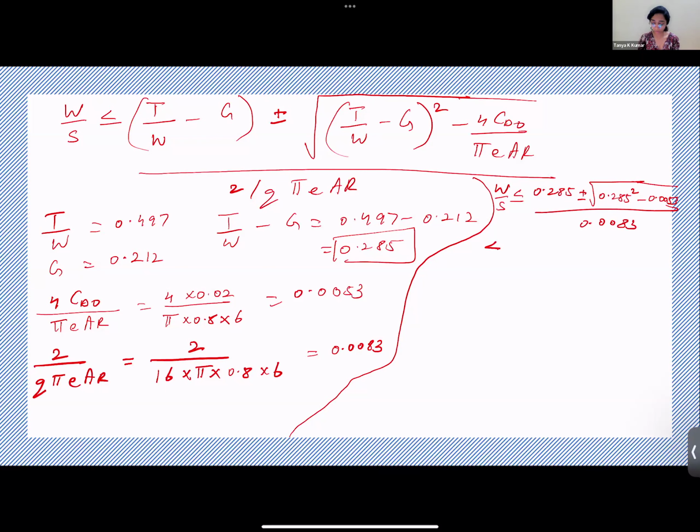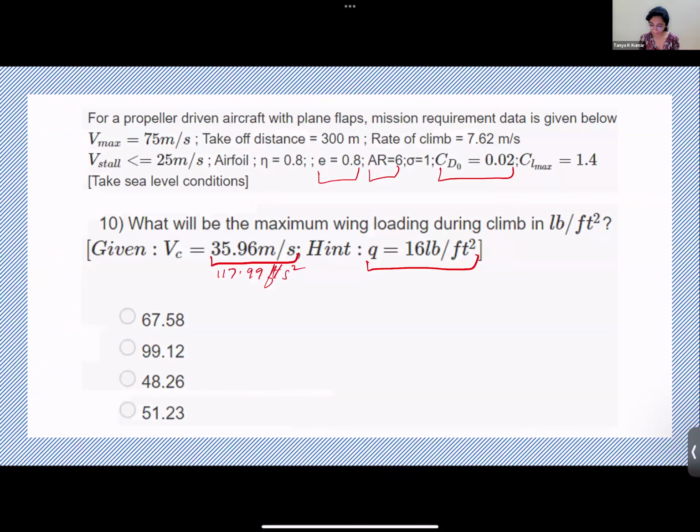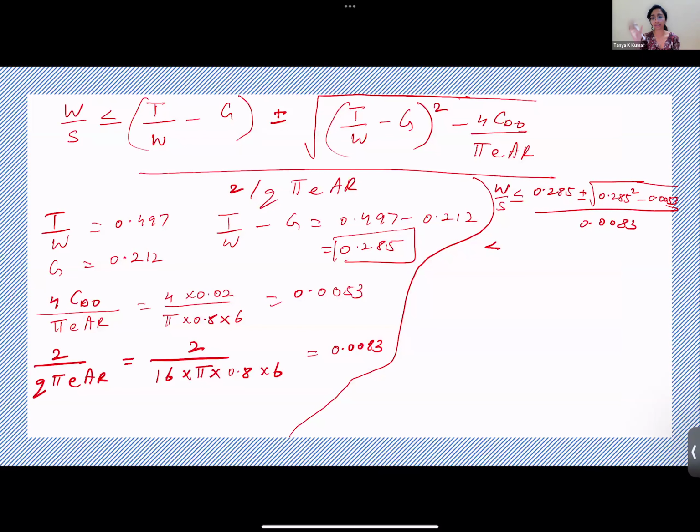And the question says maximum wing loading, right? So you can just take the positive quantity, just take the summation, don't take the negative. They've asked you for maximum, so you take the positive one. Don't include the negative one. So what will it be?